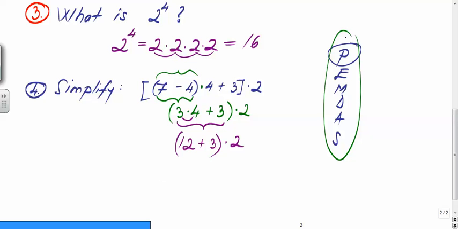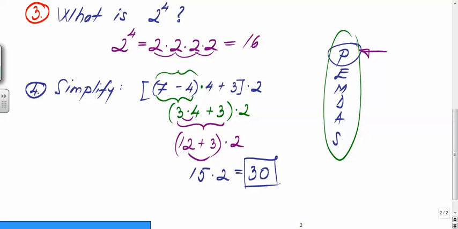Once again, order of operations, parentheses. I still have parentheses, but now I only have to add 12 and 3, which gives me 15, right? And then I will multiply this one by 2. There's only one operation left. 15 times 2 is going to be 30.